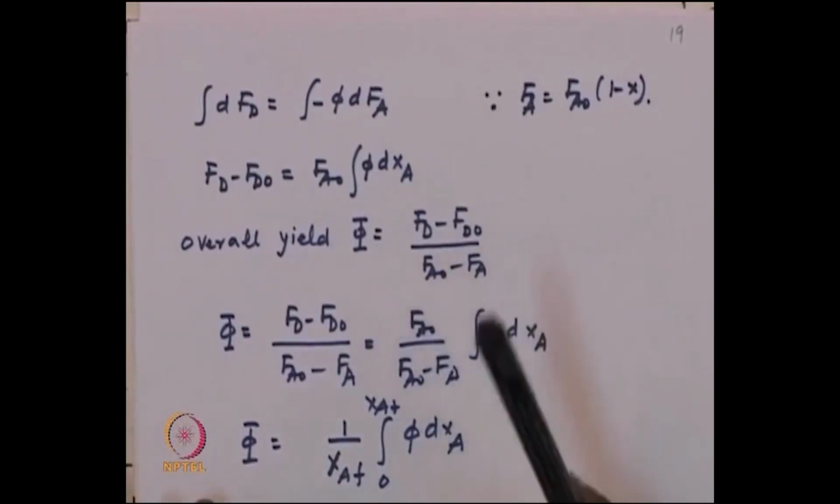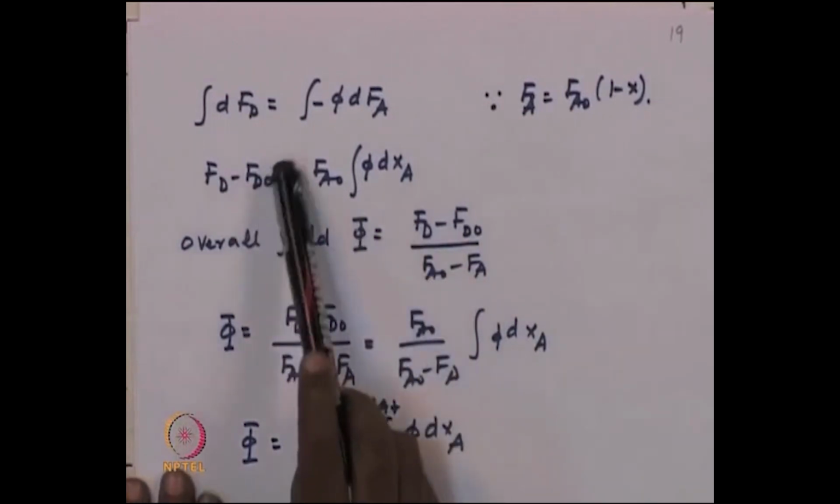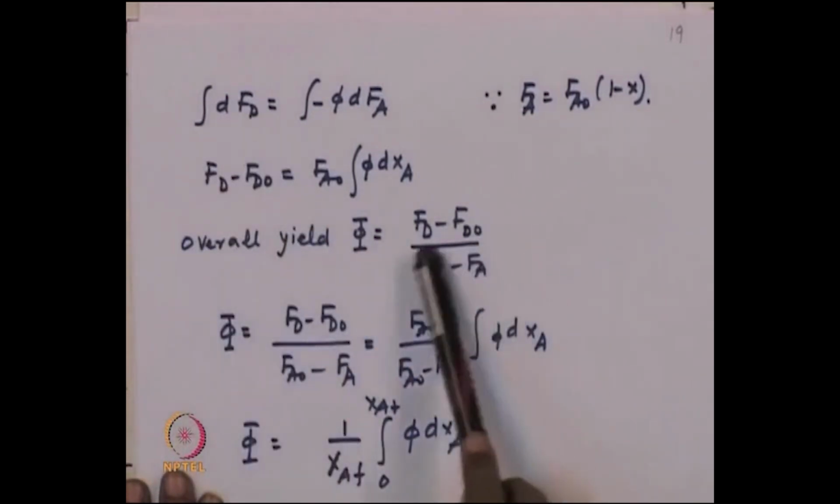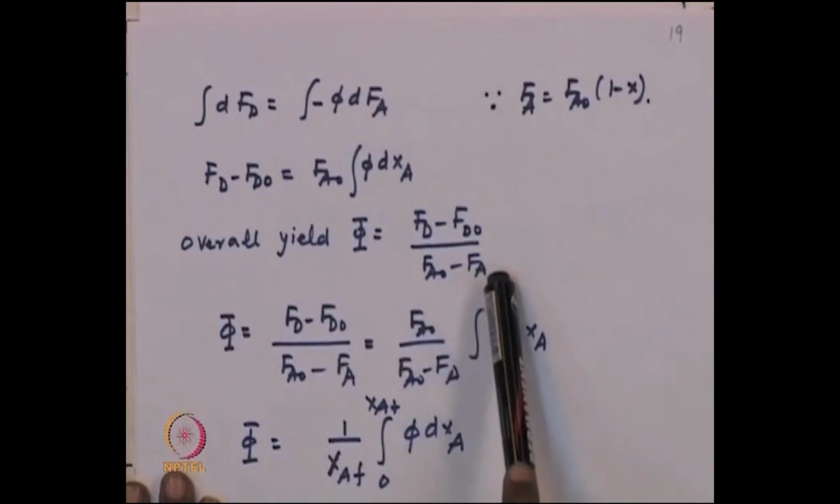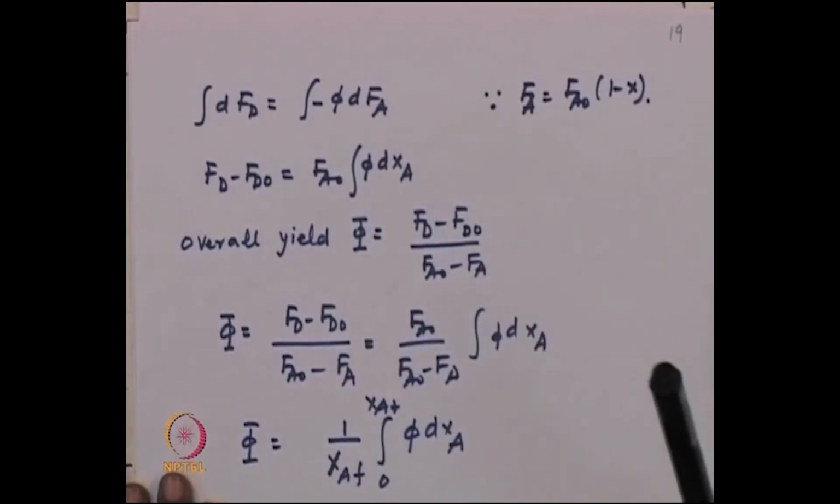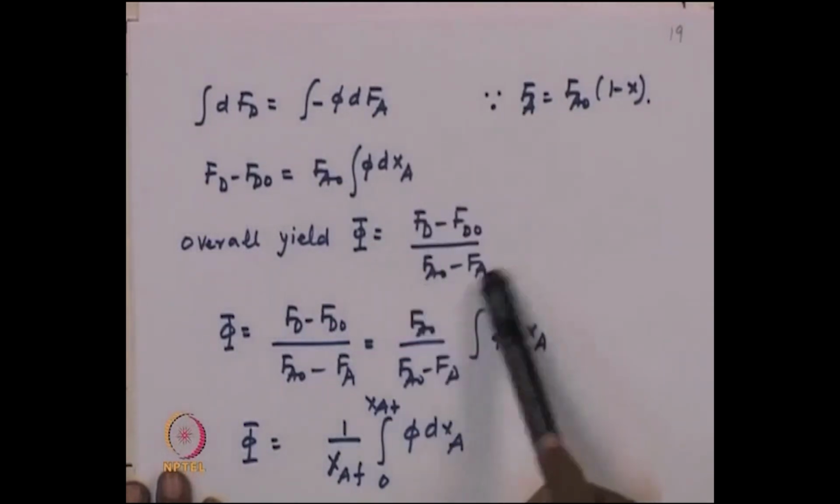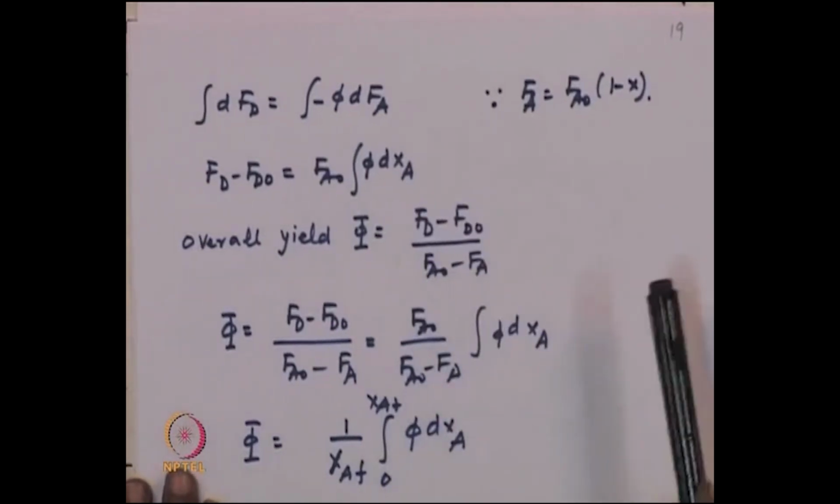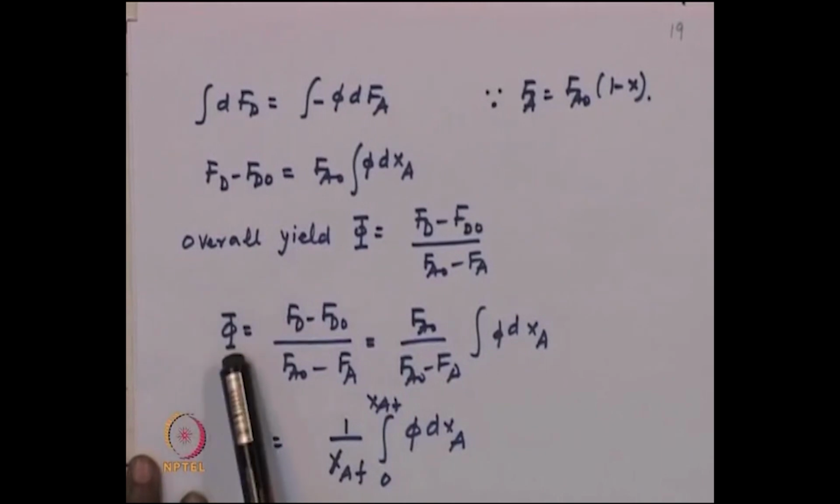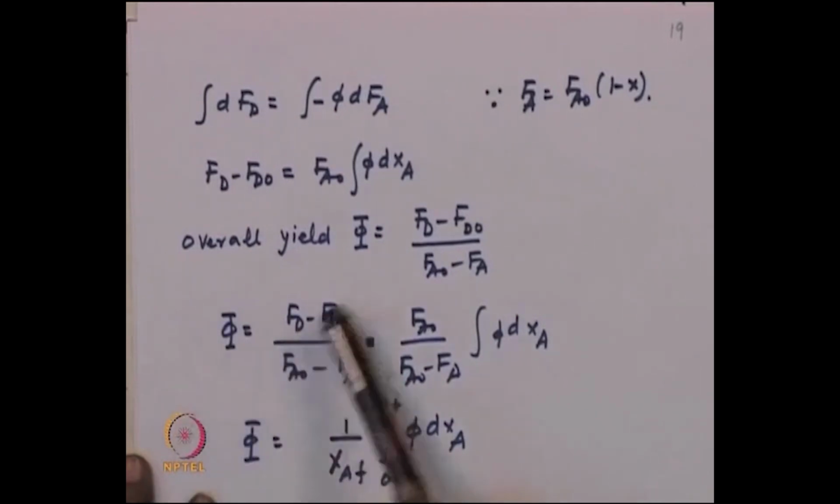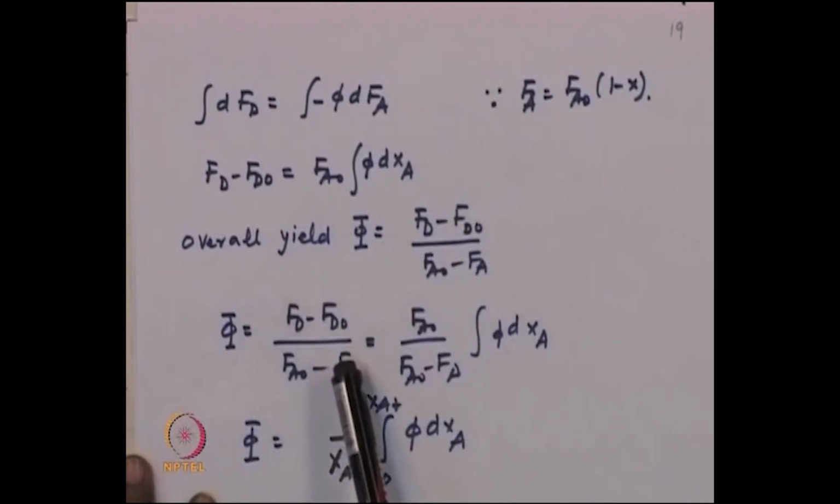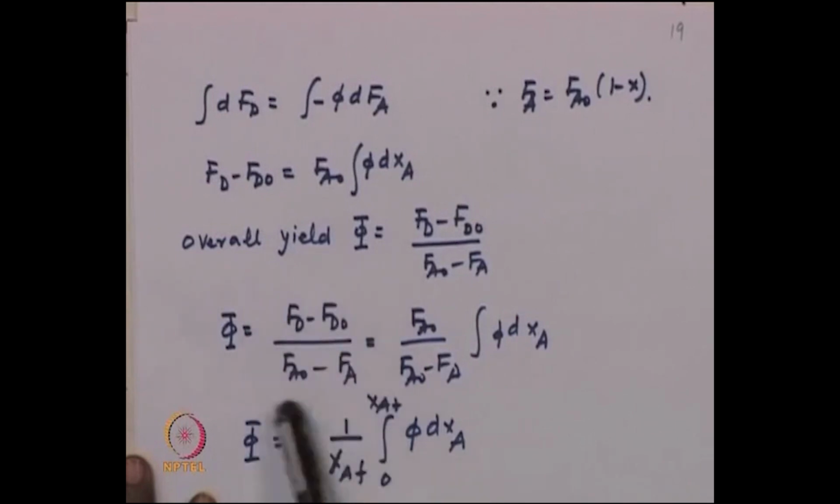What is overall yield by definition? By definition, it is how much product is formed divided by how much raw material is consumed. That is how we look at overall yield, correct? So, product formed to the raw material consumed. If I call overall yield capital phi, it is the product formed divided by raw material consumed. That can be represented as Fd minus Fd 0.